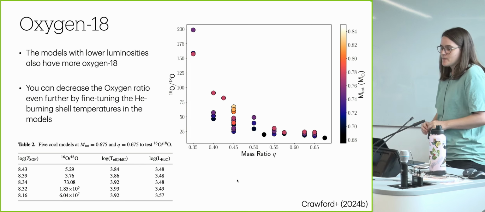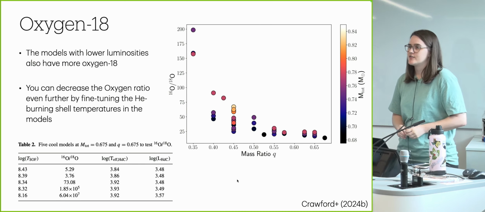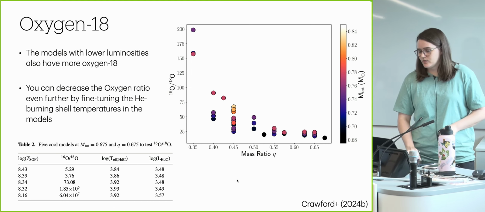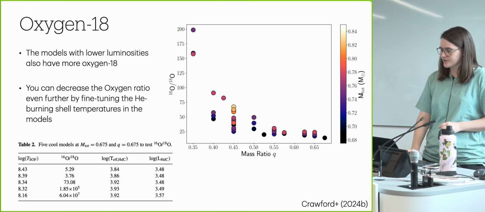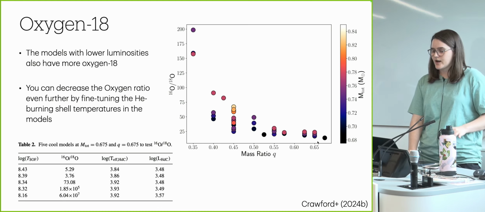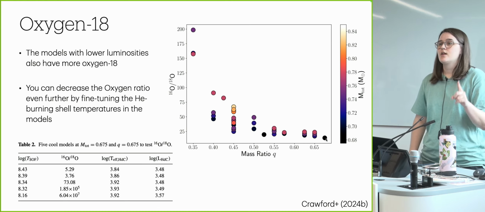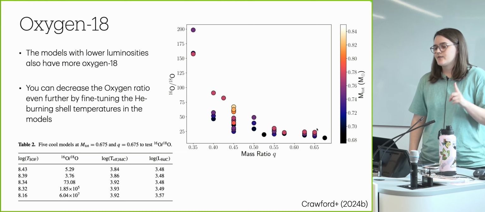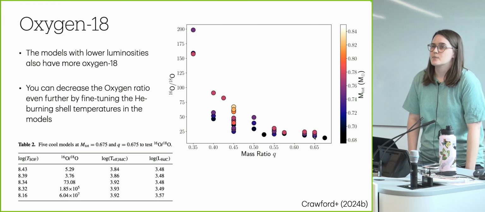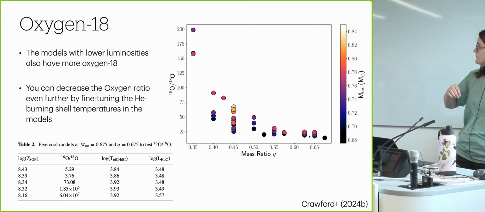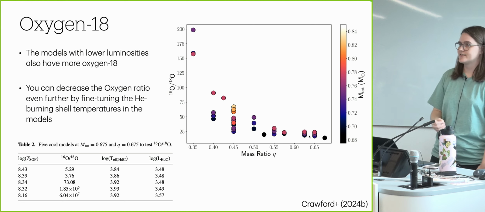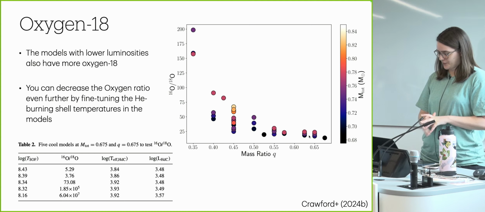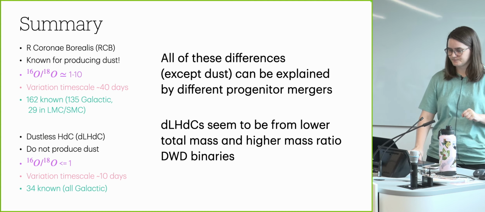So the other thing that we know about dLHdCs is that they have slightly more oxygen-18, or slightly lower oxygen isotopic ratio. And so when he looked, he found that the lower total mass models and high mass ratio models, which are the same ones that are in the right HR diagram location for the dLHdCs, also have more oxygen-18 than their counterparts. And so you can get both of the things that define dLHdCs as distinct from R Coronae just by changing the total mass and mass ratios. So that was really exciting for us.